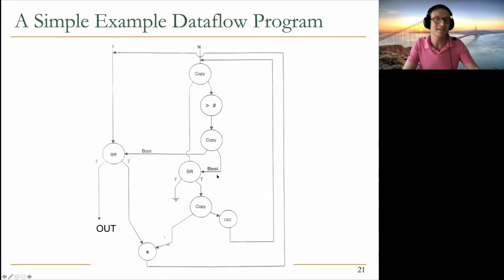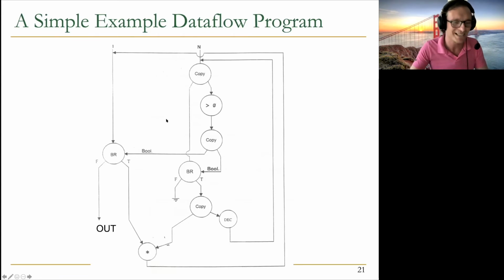Now let's go through a simple data flow program. Again, if you were in class, I would ask you what it does. I will still ask you what it does. Assume that n is a non-negative integer, like 0, 1, 2, 3, 4, 5, and this is a 1 over here. What does this program do? So the inputs are n, a non-negative integer, 1 over here, and then an output over here.